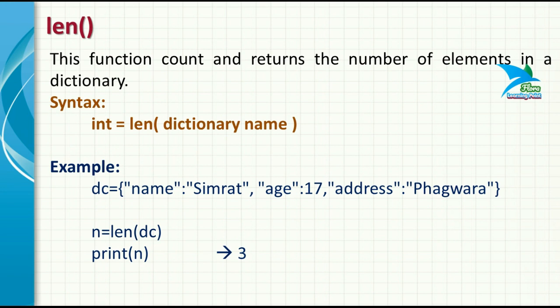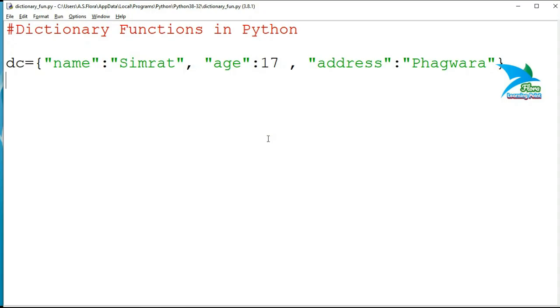So let's start our discussion with the length function of dictionary. This function counts and returns the number of elements available in a dictionary. So the length function always returns a number, and the one parameter it contains is the name of the dictionary. So let's demonstrate how we can make use of this function.